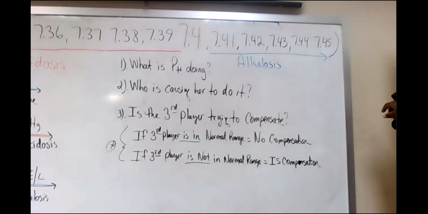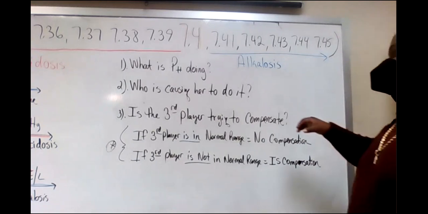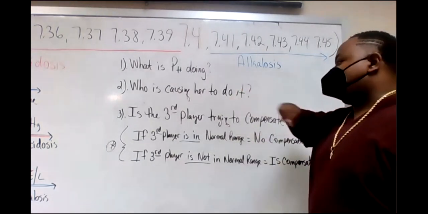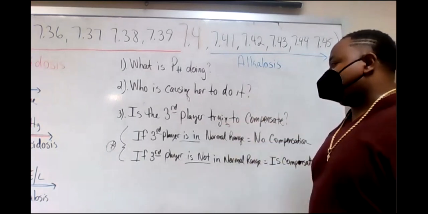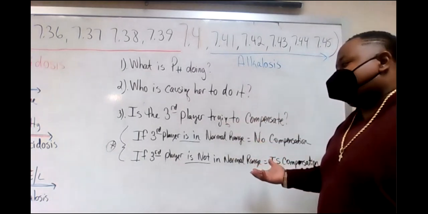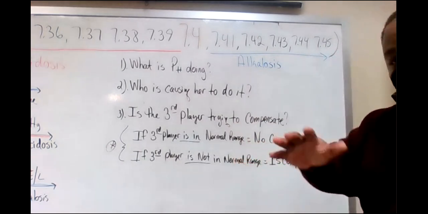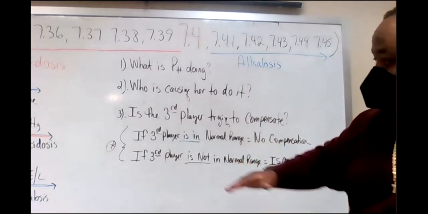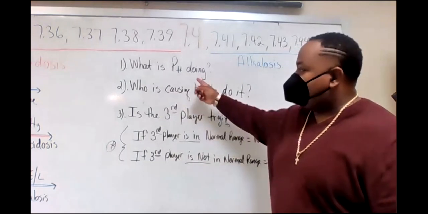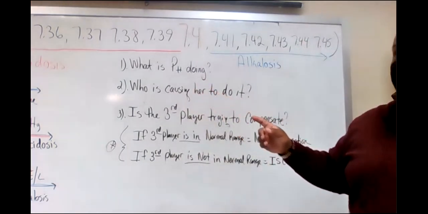That's your steps. Write them down, take a picture of it, because I'm going to have to move that so I can put my other stuff up. First step, what is pH doing? Who's causing her to do it? Then you look at the third player. Is the third player trying to compensate, yes or no? Today, for the first part, we're not going to worry about 3. We're just going to worry about 1 and 2.